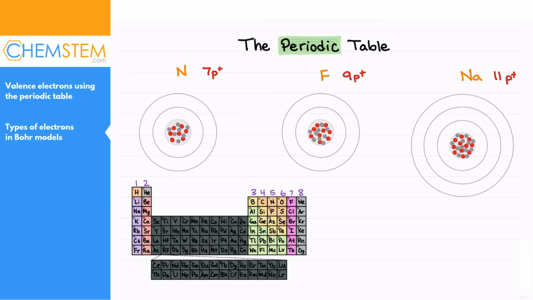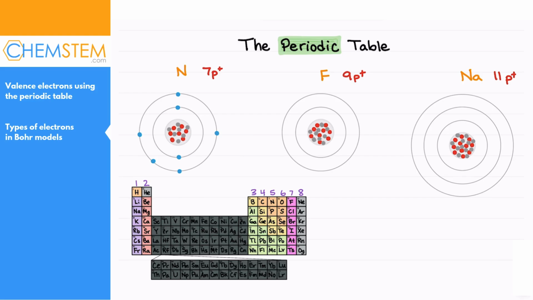To make nitrogen neutral with its 7 protons, we need to add 7 electrons. But how are they going to go into this Bohr model? The first energy level can hold 2 electrons. And a clue for that is the first level or row of the periodic table, the first period, is 2 elements wide, the hydrogen and the helium. Then we're going to continue adding the remaining 5 electrons we need to make this neutral. Those are going to go on the outer energy level. 1, 2, 3, 4, 5. Those 5 electrons I just drew, those are valence electrons.